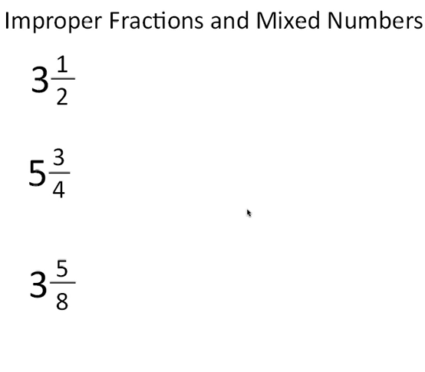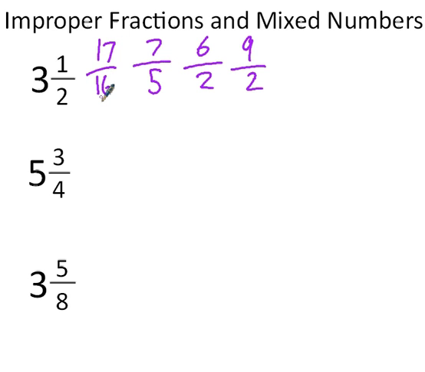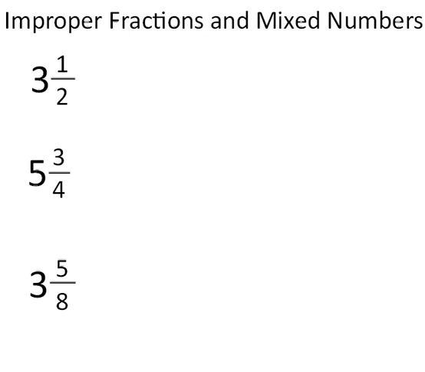In this video, I'm going to be looking at improper fractions and mixed numbers. Improper fractions are when the denominator is smaller than the numerator. So for example, 7 over 5, 6 over 2, 9 over 2, 17 over 16, whatever you want. Wherever the numerator is bigger than the denominator, that's going to be an improper fraction.